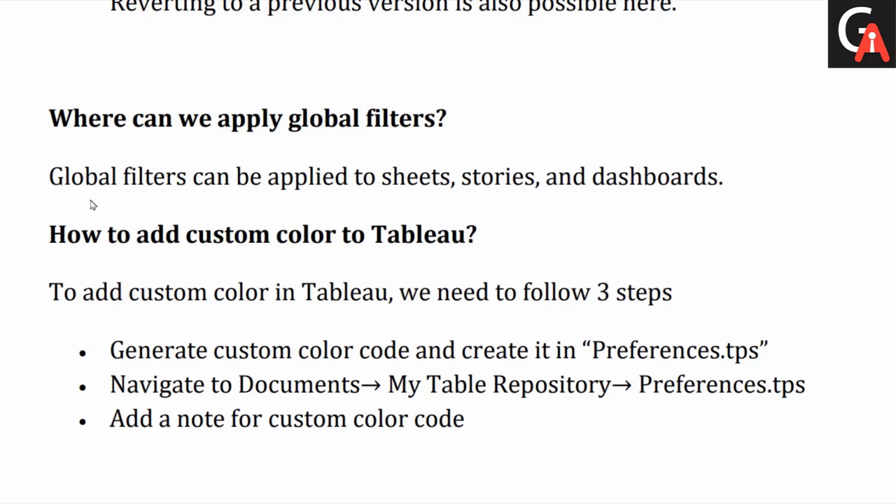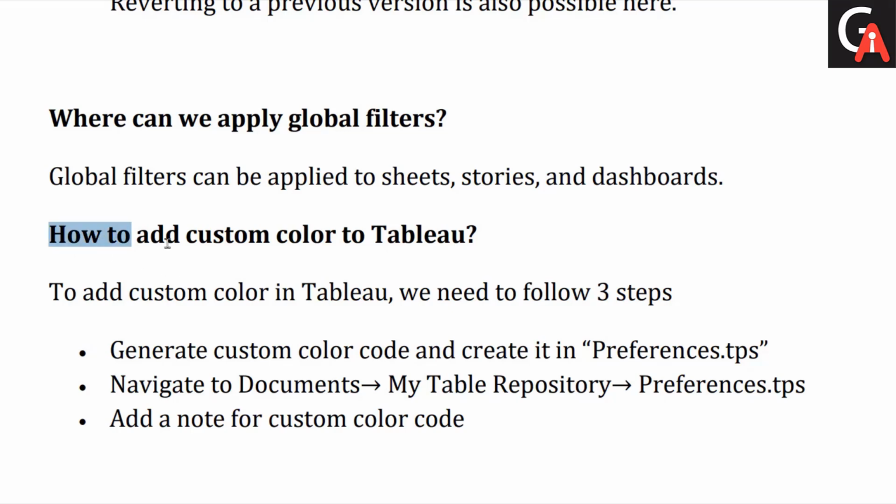Next, where can we apply global filters? A global filter can be applied to sheets, stories and dashboards. What does global mean? If you have three or four sheets for visualization, one dashboard and one story, you can add one global filter which applies to all of these sheets, dashboards and stories. Clear? That's why it is called a global filter.